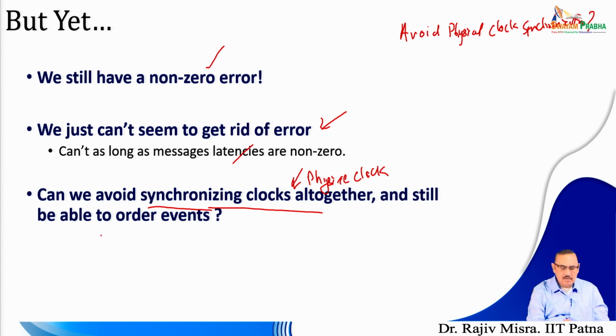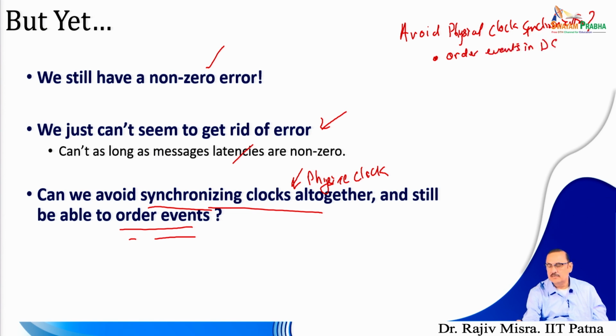And still we can order the events. So, what is the use of this clock synchronization? To order the events in the distributed systems. Now, how to avoid the physical clock synchronization, yet we can order the events in a distributed system? That is the question.